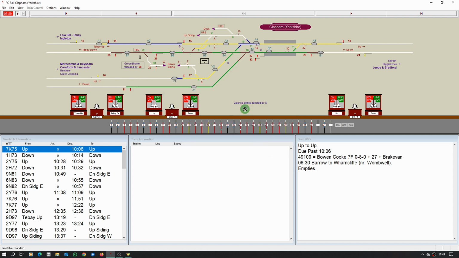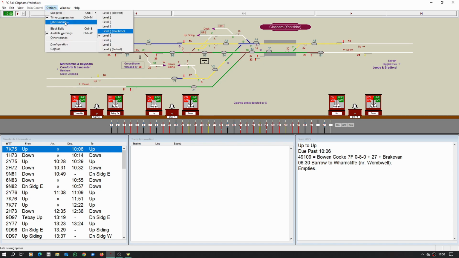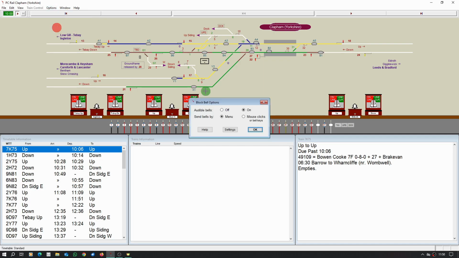I'm going to start it running. I'll go through the layout as we run the trains. Again, as I say, if there's any large gaps, I'll try and cut those out. So let's start the time running. I've got this on the usual skill level at 6, and my block bells are set to menu, which is the normal thing I do for demonstration.